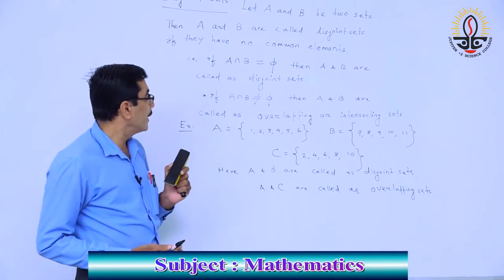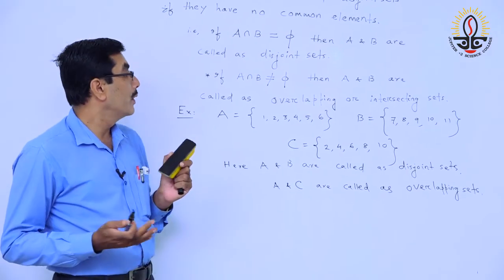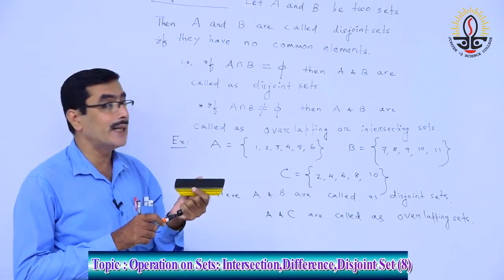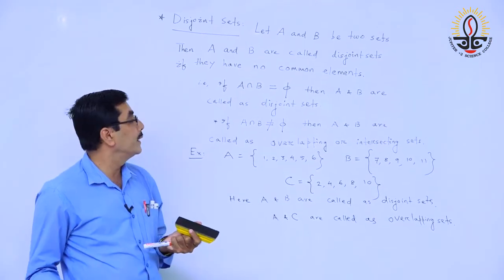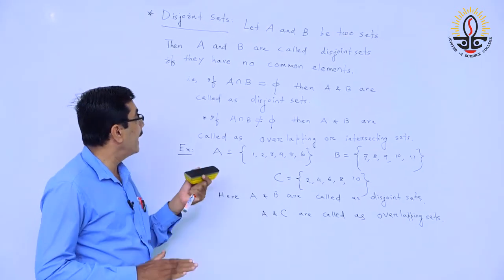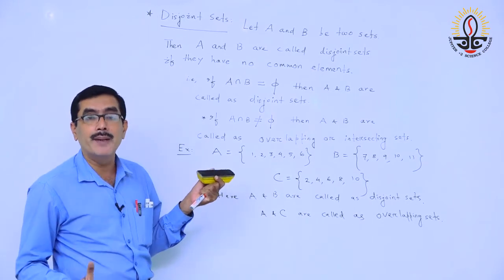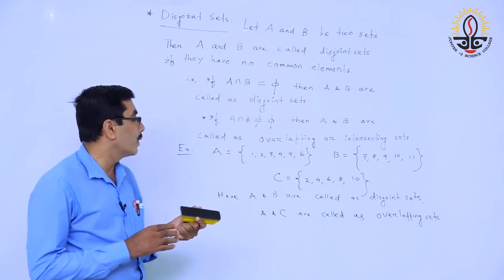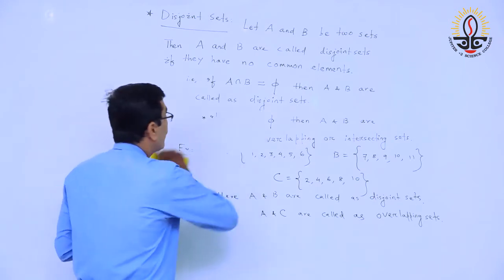So I think your idea is clear. Now if A intersection B is equal to empty set, then A and B are called disjoint sets. If A intersection B is non-empty, then we can say they are overlapping or intersecting sets.